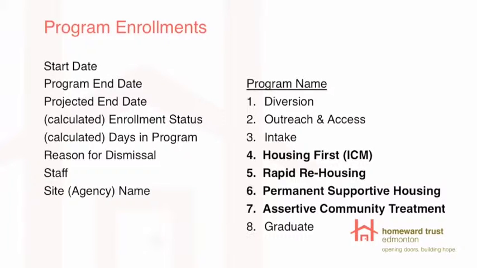And then we record program enrollments. What program were you in? When did you start? When did you end? When did you move from one program to another within the Housing First scope? We have 4 programs that we consider Housing First. Intensive case management, rapid rehousing, pardon me, permanent supportive housing, and assertive community treatment. So if you see our program names over there, the first 3 are before housing, the next 4 are housing programs, and the graduate program is where we work with folks who have maintained their housing independently successfully.